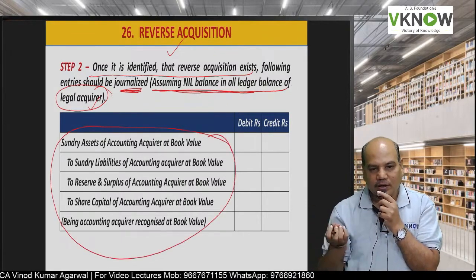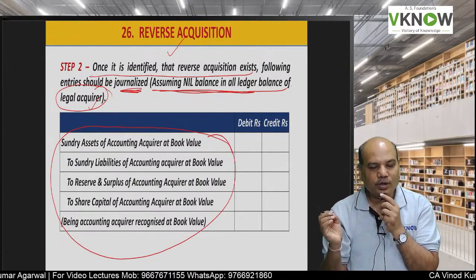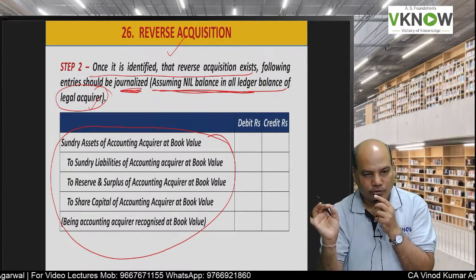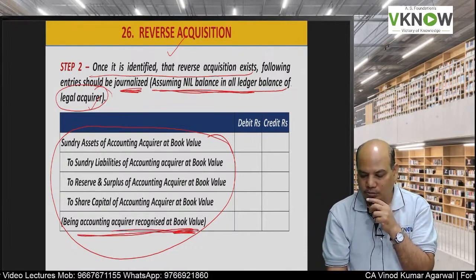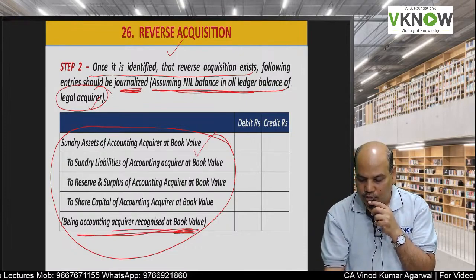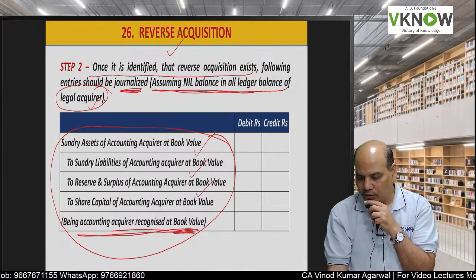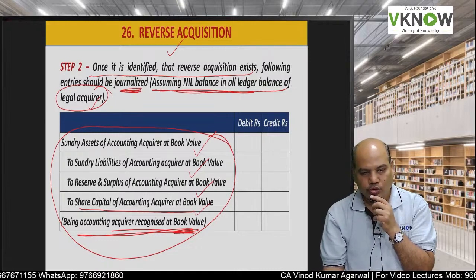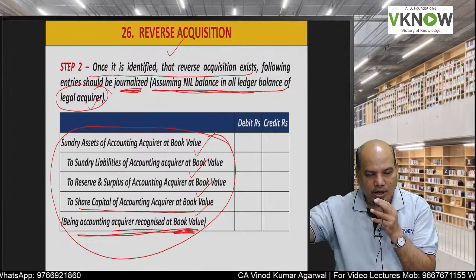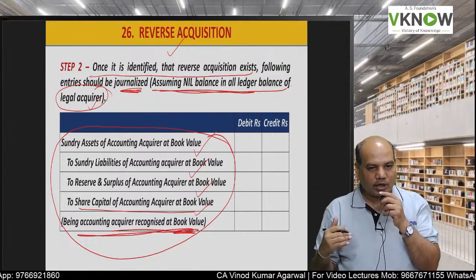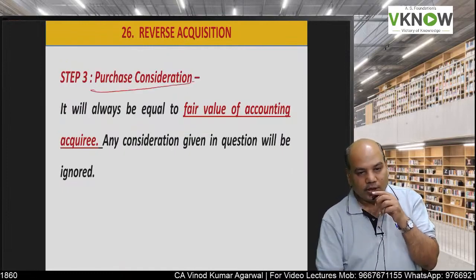Now you will take the asset and liabilities of the accounting acquirer at book values. Sundry asset debit at book value, liabilities credit at book value, reserve credit at book value, and share capital at book value. So basically you are going to bring all asset, liability, reserve, share capital of the accounting acquirer at book value, and then you will calculate PC.